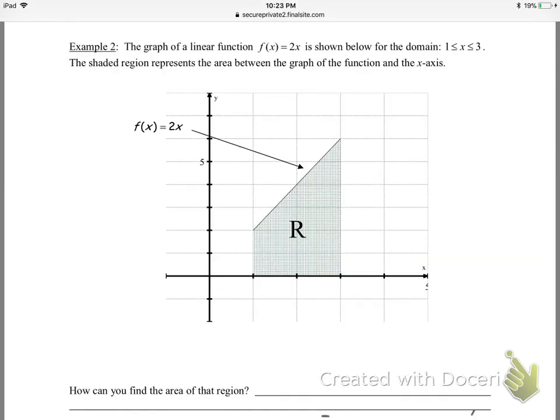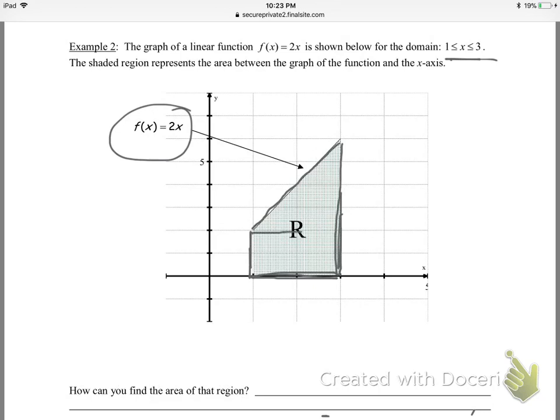Alright, in this example we also have a shape, and I have nice straight lines. This time my function is 2x, and it's this line right here. And the domain restrictions take us from 1 all the way to 3. So there's my shape. It's up against the x-axis. I want to find the area of that shape.